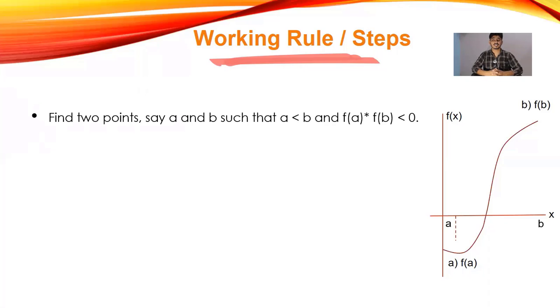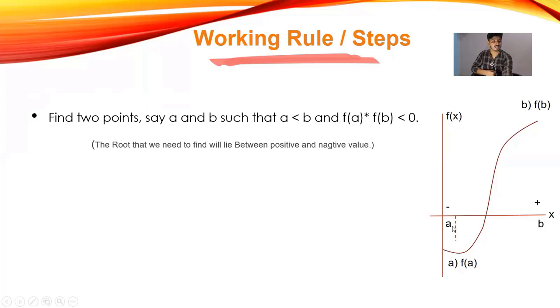First rule of the bisection method: find two points, say A and B, such that A is less than B, and f of A multiplied by f of B is less than 0. So you can see the two points here, A and B. These are both points we will find. The root that we need to find will lie between the positive and negative values. So point A is negative and point B is positive.